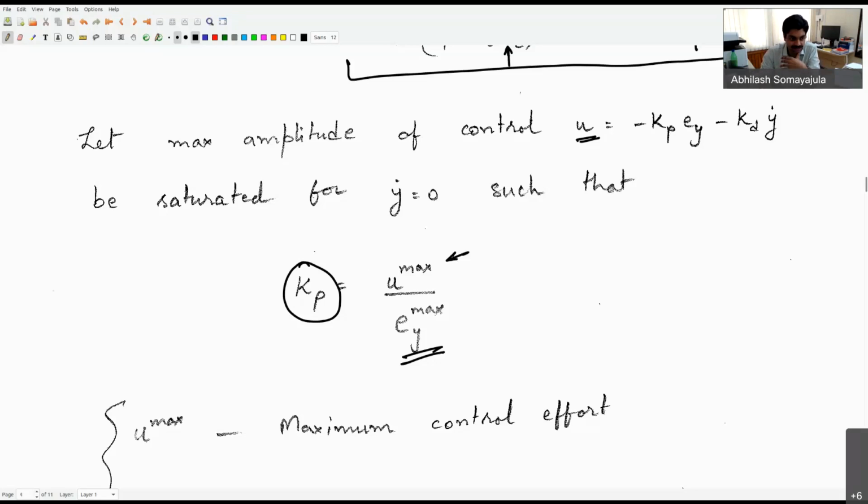Again, this is with a pinch of salt because this is applicable only when y dot is 0. If the system's y dot was not 0, I might see that U might still exceed U max by some value in some cases. But as a rule of thumb, you will more or less be guiding it to be somewhere close to U max. That is the idea behind the process.